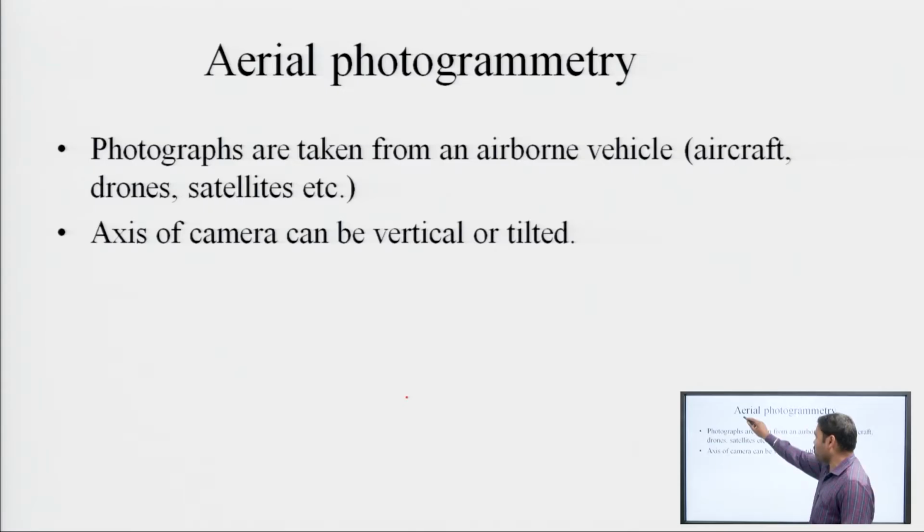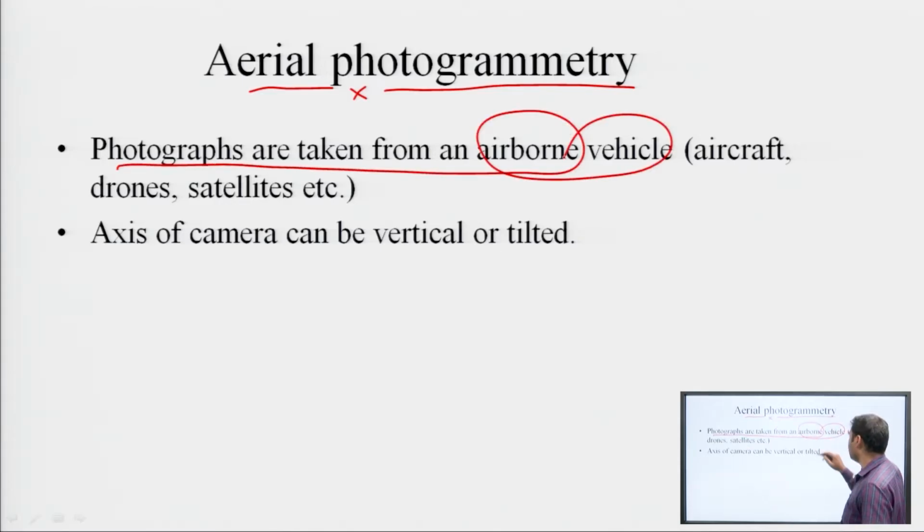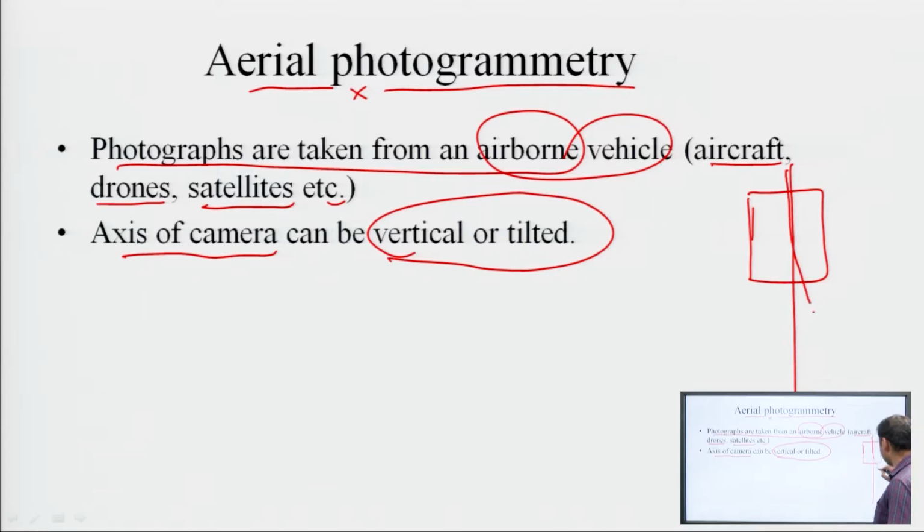Talking about aerial photogrammetry, photographs are taken from airborne vehicles such as aircraft, drone, satellite, etc. In this type of photogrammetry, the axis of the camera should be vertical or in some tilted direction.